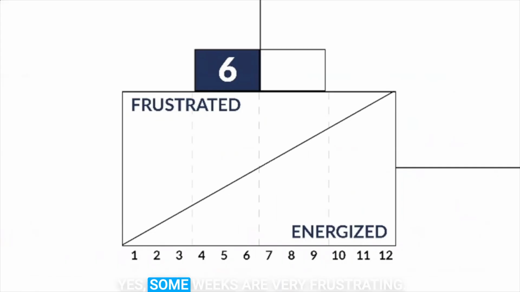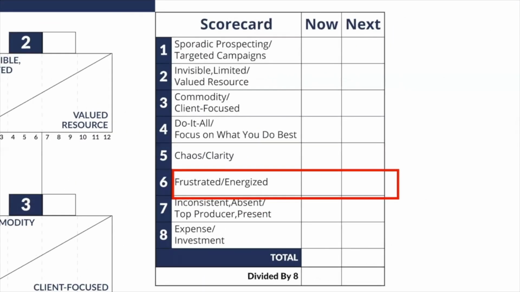Yes, some weeks are very frustrating. I get that. Some days are very energized. But overall, I want you to rate yourself now. Where are you? On average, usually this is how I'm feeling. 1 through 12. And a year from now, where are you going to be? Where do you want to be a year from now?